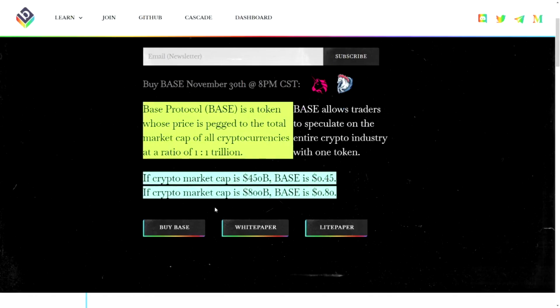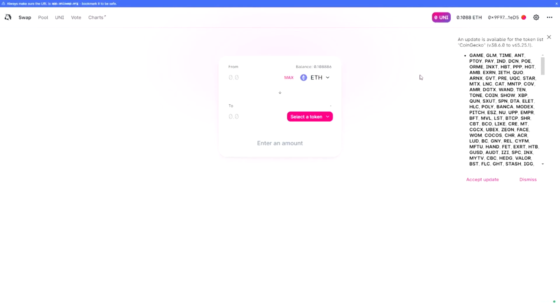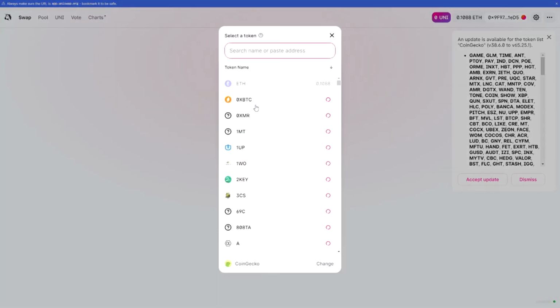So how do you get started? Well, simply click Buy Base. That will take you to Uniswap. Then you will link your Meta wallet to Uniswap and trade some ETH for the Base token. You will have to add the Base token yourself because it's not by default in the list.